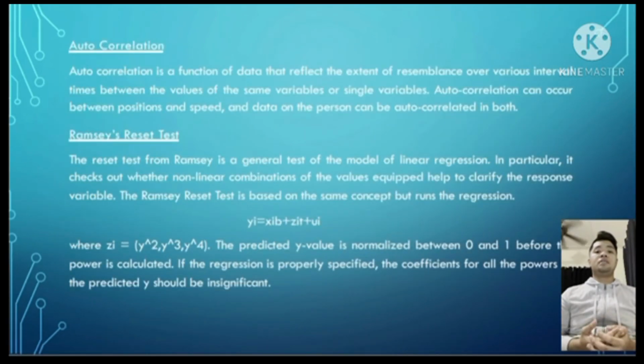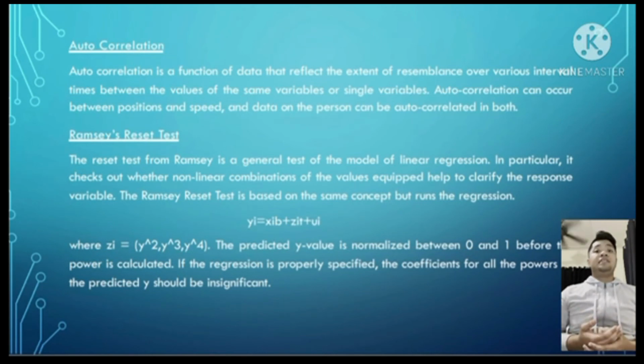Autocorrelation is a function of data that reflects the extent of resemblance, over various time intervals, between the values of the same variable or a single variable. Autocorrelation can occur between position and speed, and data on a person can be autocorrelated in both.